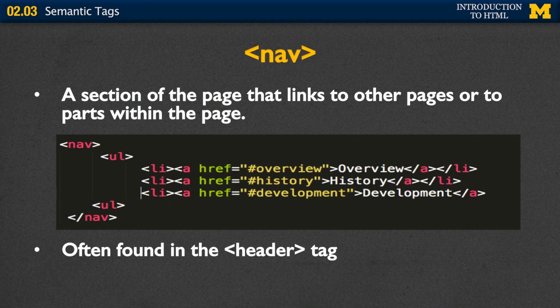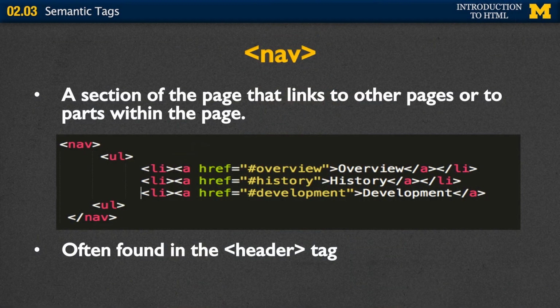The next tag I'm going to talk to you about today is the nav tag. The nav is basically a section of your page that links to other pages or parts within your page. So inside your nav, you're not going to have links to Facebook or Google or your LinkedIn account or anything like that. Instead, it's really just links that go to other parts of your site. So for instance here, I've made an unordered list with 3 links. Each of them go to a different part of your page.